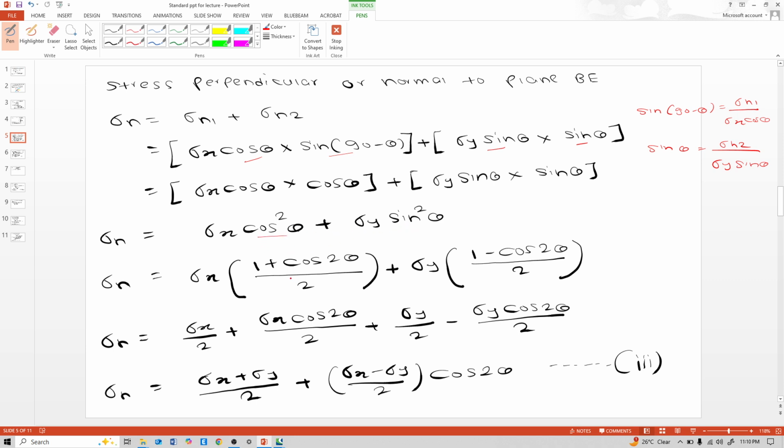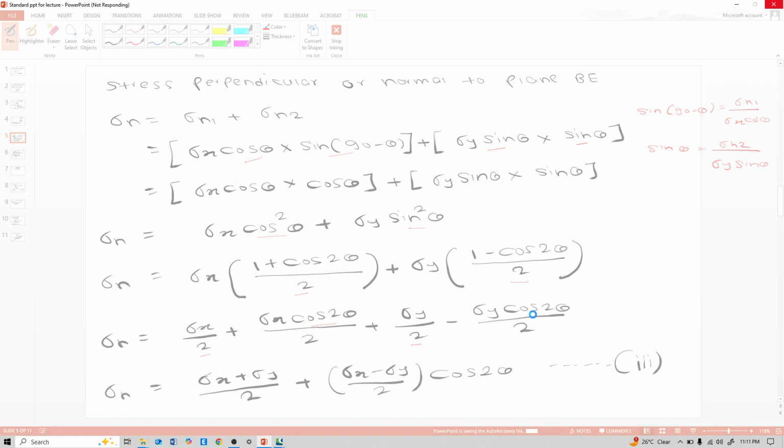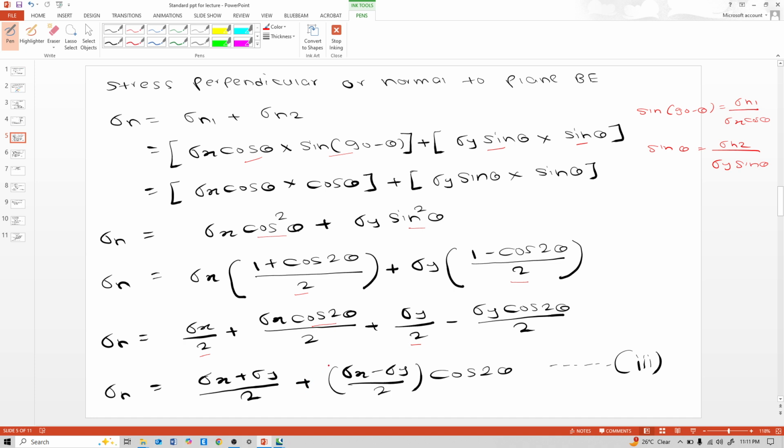This cos square theta is nothing but 1 plus cos 2 theta upon 2, and this sin square theta is equal to 1 minus cos 2 theta upon 2. By solving it mathematically, we will get sigma n is equal to sigma x plus sigma y upon 2 plus, in bracket, sigma x minus sigma y upon 2 into cos of 2 theta. Take this and this common, and take cos 2 theta common.